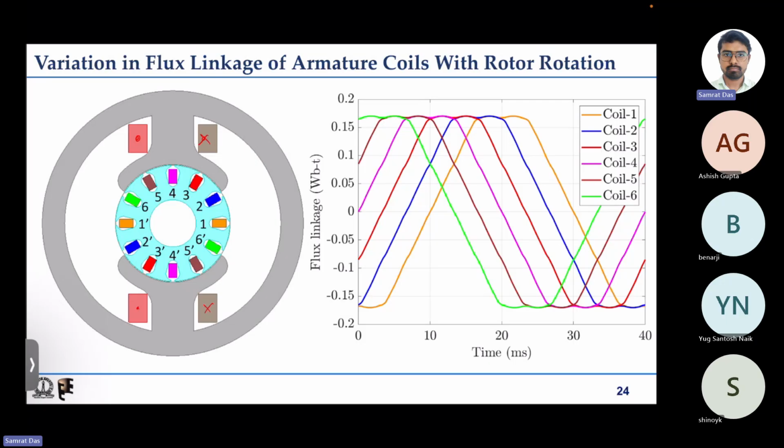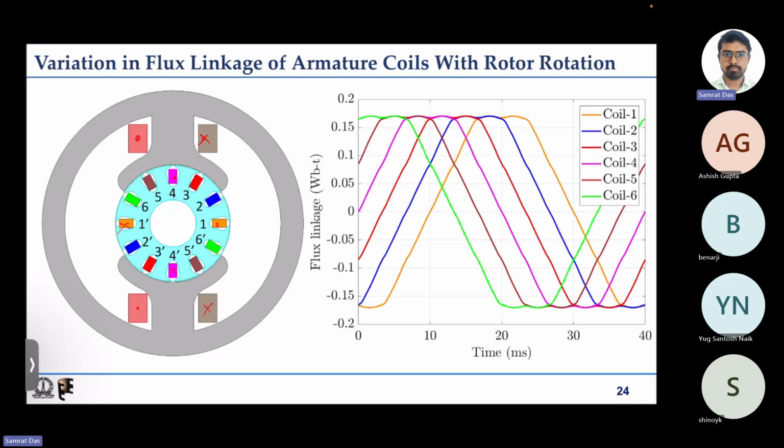flux axis, the field winding flux axis, for some rotor position, like for this one, it aligns with the axis of coil 1, but it does not align with the axis of some other coils, and it is at a perpendicular angle with respect to the axis of coil 4. So you can understand from here that coil 1 will have the maximum flux linkage, whether positive or negative, that depends on our sign convention. And coil 4 will have zero flux linkage.